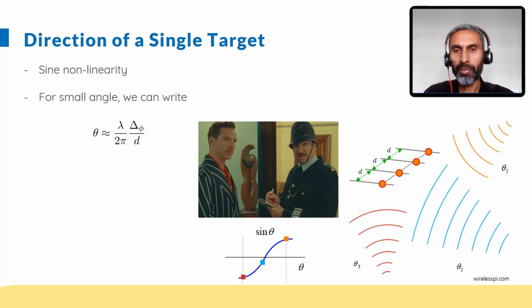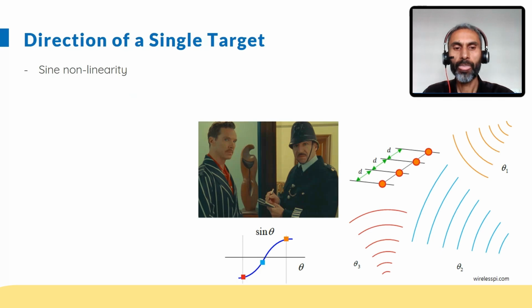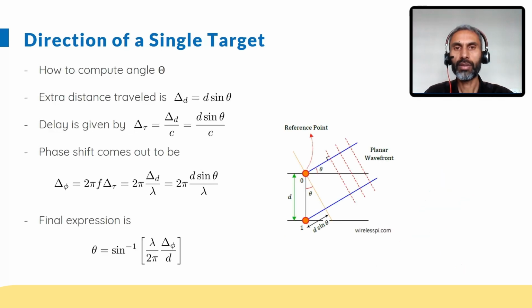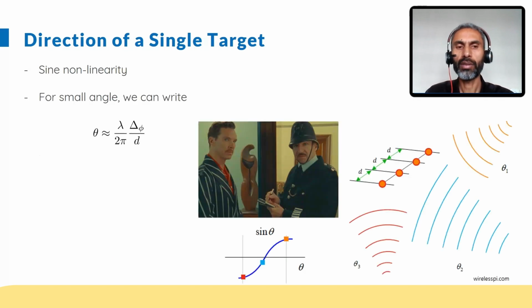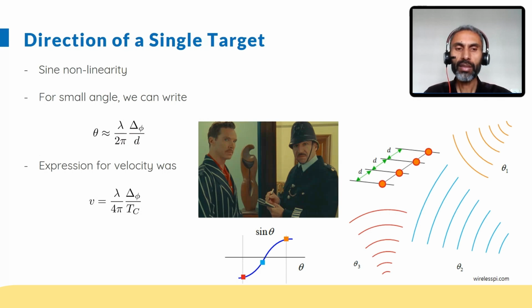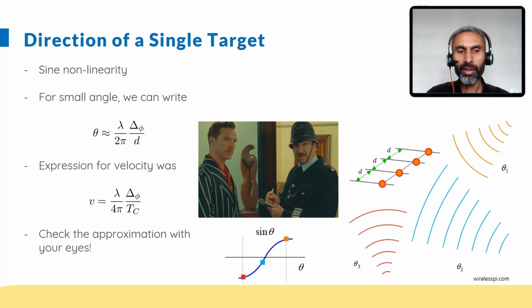So for a small angle, for example, close to zero, we can just say sine theta is equal to theta, so lambda over 2 pi delta phi over d. Note that the expression for velocity we found a few slides earlier was lambda over 4 pi delta phi over Tc. How similar are these two? The difference between 2 and 4 is due to the back and forth propagation in the case of the velocity, which is not here for multiple antennas. Otherwise, lambda over 4 pi, lambda over 2 pi, change in phase, d and chirp time.